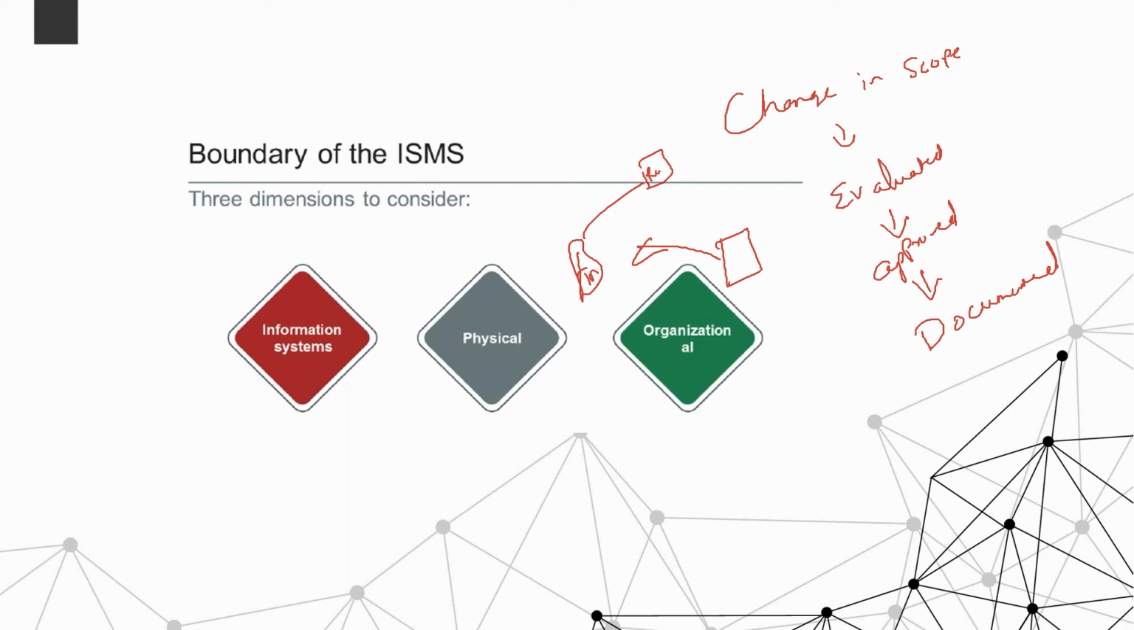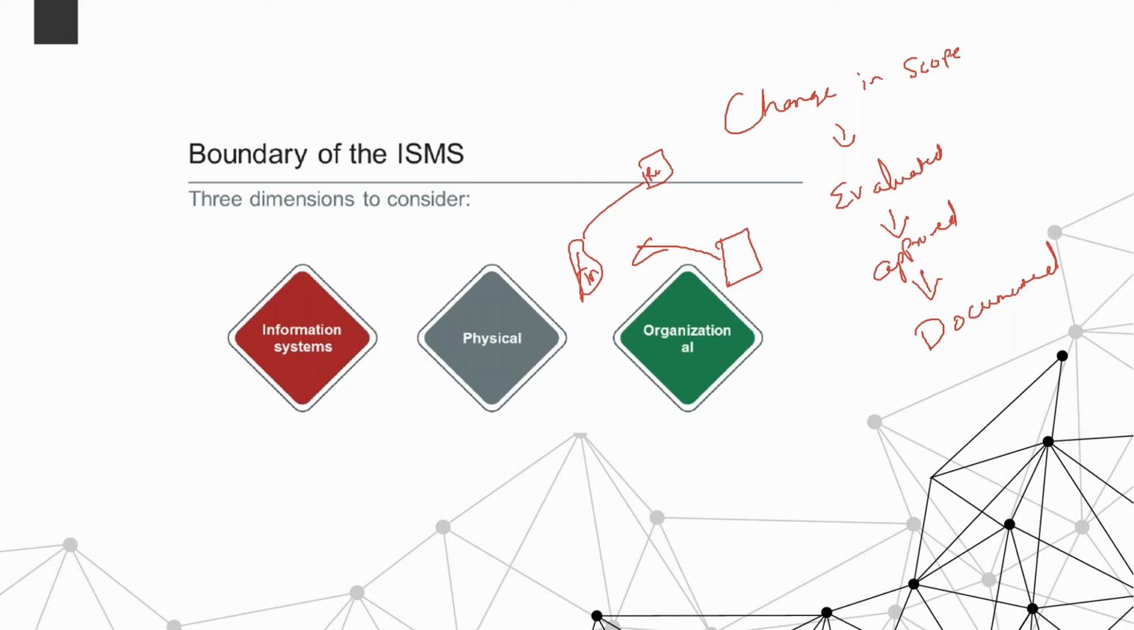Why does this need to be documented, and again evaluated and approved? If there is any extension, for example, if the organization is opting for a certification, and during this time they don't keep this document, there will be a high risk that the organization may lose the certificate. So it's totally the responsibility of the organization. So if there is any inclusion into the scope, or any exclusion from the scope, it needs to be evaluated, approved, and documented as well.